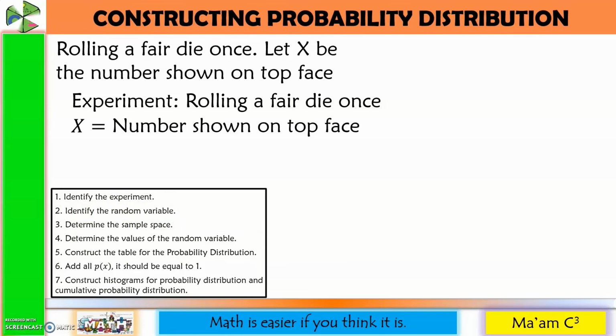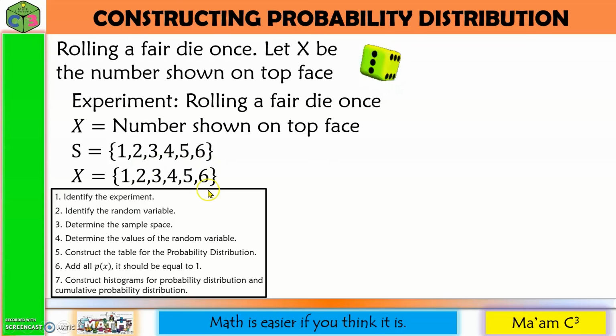Number 3, determine the sample space. Since this is a die, and a die has 6 faces, and each face contains a unique number of dots, those are 1, 2, 3, 4, 5, 6. This will be our sample space, the possible outcomes. Number 4, determine the values of the random variable. Since our sample space is already quantified, then we will use these values as the values of our random variable.